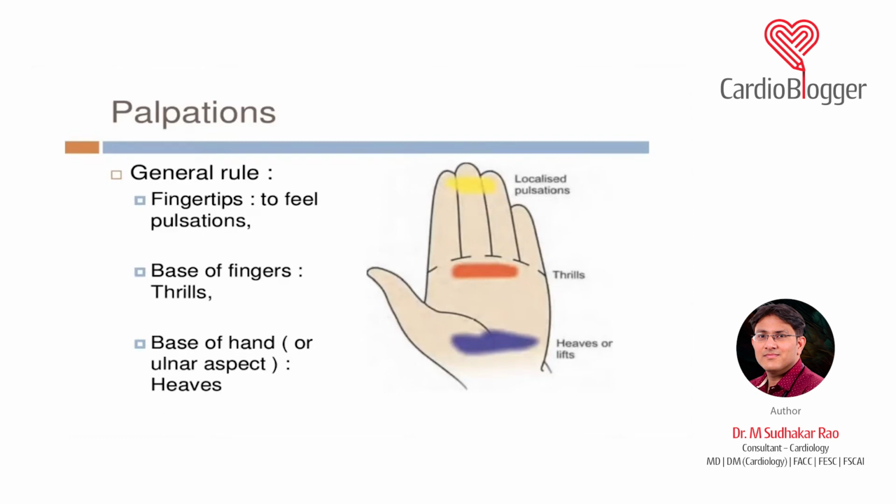It is how it is felt. And the localized pulsations, like an S3, S4, or even S1, S2, or a pericardial rub, and even a cardiac apex. First, it should be localized. After localizing with the full palm, you should be able to localize it with the tips of your fingers. So these are the general rules of how cardiac palpation has to be done.